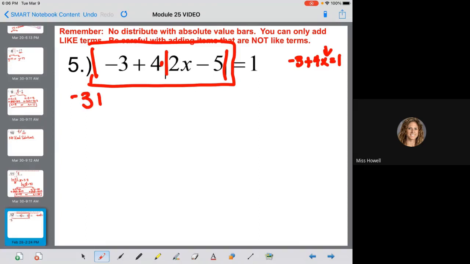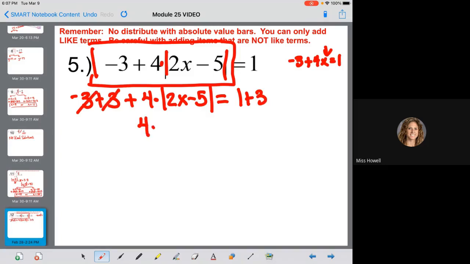So we have negative 3 plus 3, and then plus this 4 times absolute value of 2x minus 5. We do not distribute here. You're not going to distribute over those absolute value bars, so just be careful. And then over here we have a 1 plus 3. All right, cancel on the one side. We still have this 4 that's being multiplied with our absolute value of 2x minus 5. And over here we now have a 4.